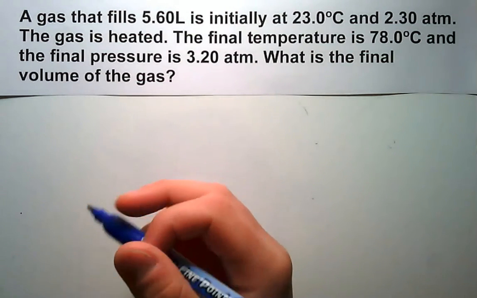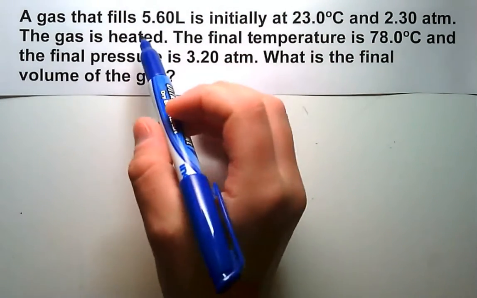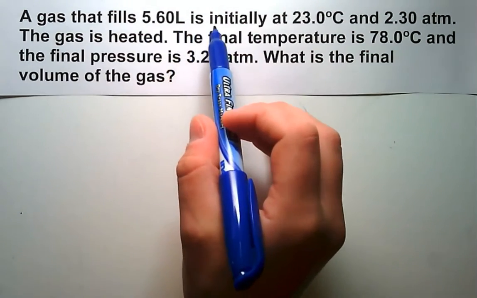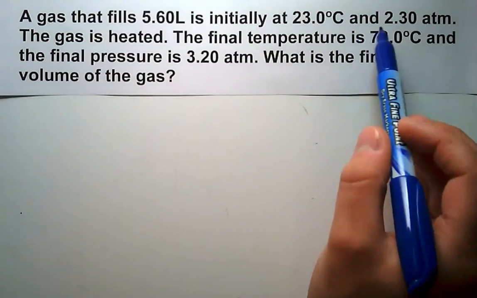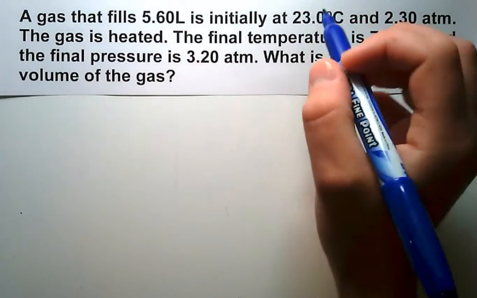In this video, we are going to look at a problem that involves the combined gas law. So the problem said the gas that fills 5.6 liters is initially at 23 degrees Celsius and 2.3 atm. So these are our initial values.